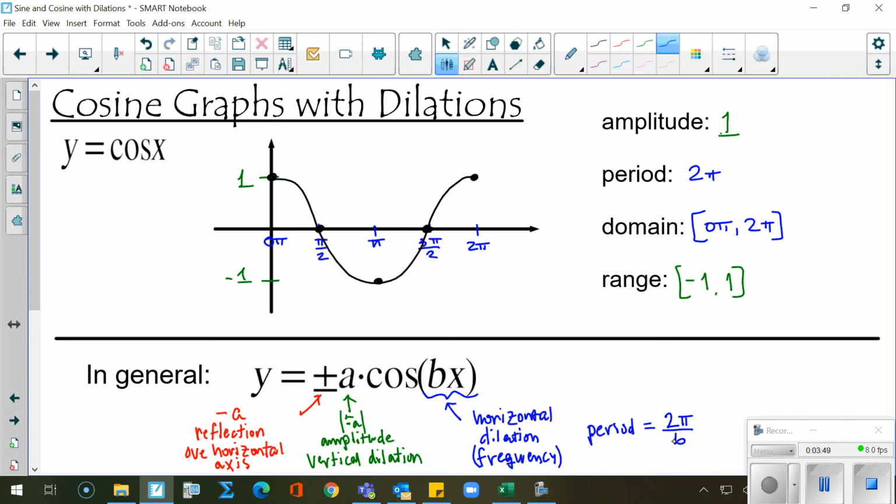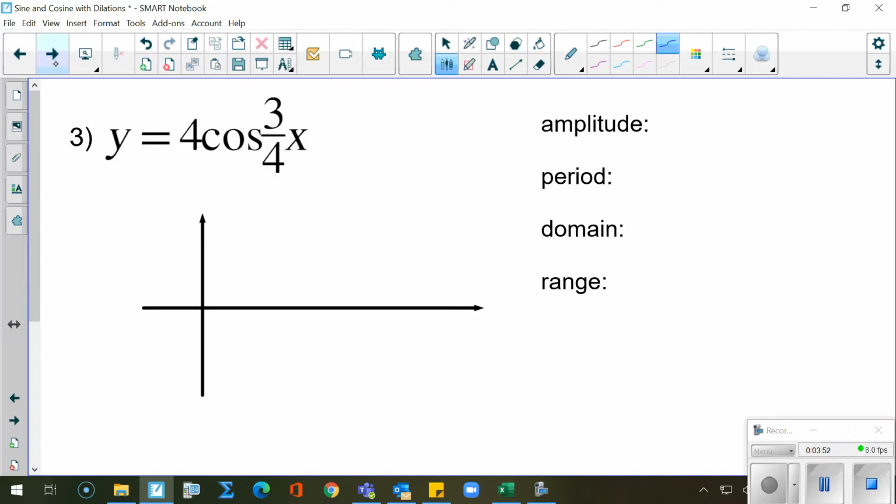Let's do a couple of examples. Here we have 4 cosine of 3/4 x. I was just noticing this is numbered 3, which is silly, and that distracted me. No big deal. We will look at the coefficient. The coefficient is 4, which makes the amplitude 4. 4 above the horizontal, 4 below the horizontal. The range of this graph will be -4 to 4, including those values, so I used brackets.